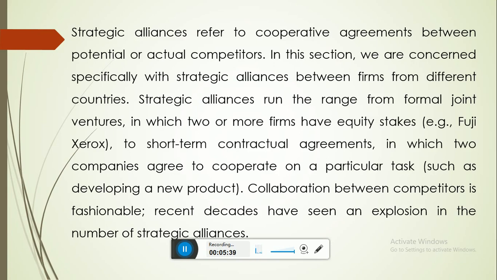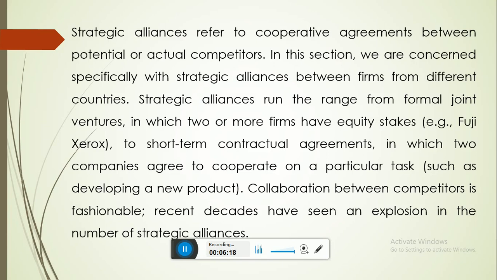They range from formal joint ventures in which two or more firms have equity stakes, for example Fuji Xerox. We have already discussed what we call a joint venture. They also range to short-term contractual agreements in which two companies agree to cooperate on a particular task, such as developing a new product, or maybe running another product. Collaboration between competitors is fashionable. Recent decades have seen an explosion in the number of strategic alliances.